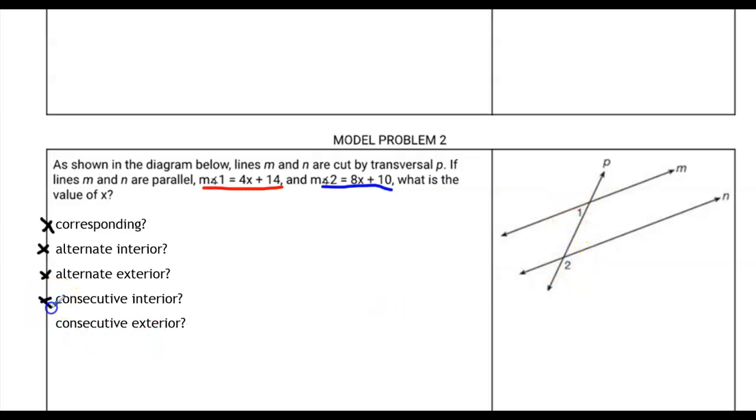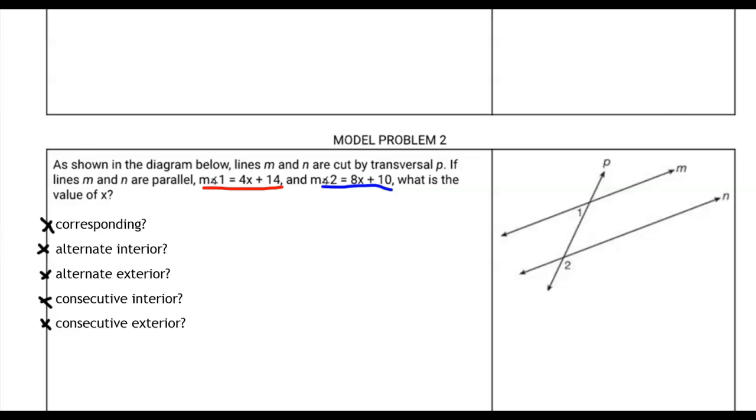They are on different sides of the transversal, and one of them is inside and one is outside, so I can't use that. And then consecutive exterior, they would have to be on the same side of the transversal, and they would have to be outside of the parallel lines, but they are not that either. All right, we've come to a situation where we can't use any of these. However, we can use another method, which I like to call the big and small method.